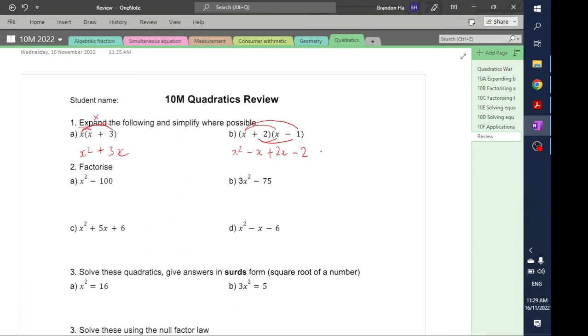Alright, the final step is to collect the like terms. The like terms here are, we have x squared. There's only one x squared, so we keep that. Next one, we have a positive x and a negative x and a positive 2x. So that becomes, we put negative 1 plus 2 equals 1, right? So plus 1x minus 2. Or we can write x squared plus x minus 2. That will be the final answer.